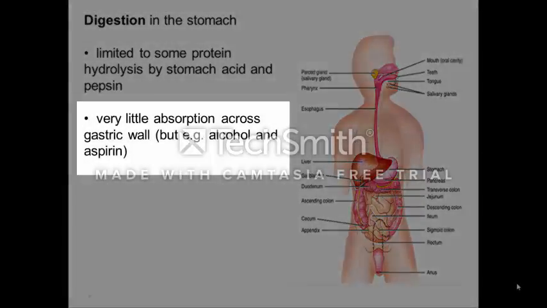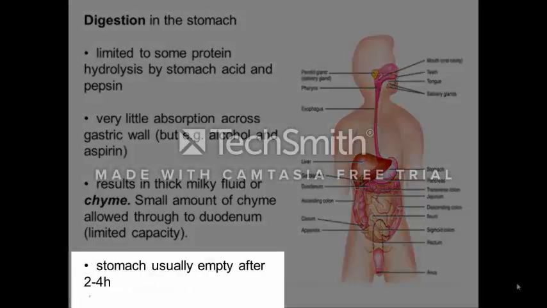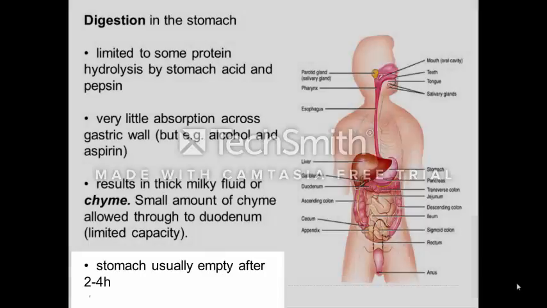There is very little absorption across the stomach wall, although the drugs aspirin and alcohol do move across, and this contributes to their rapid action in the body. Digestion within the stomach results in a thick, milky fluid known as chyme. A small amount of chyme is allowed into the duodenum as it has limited capacity. The stomach is usually empty 2 to 4 hours after a meal.